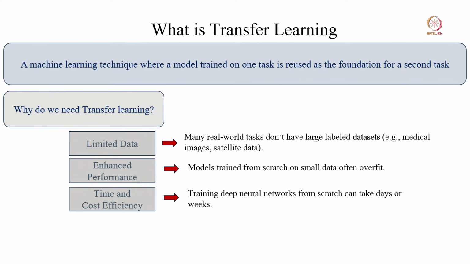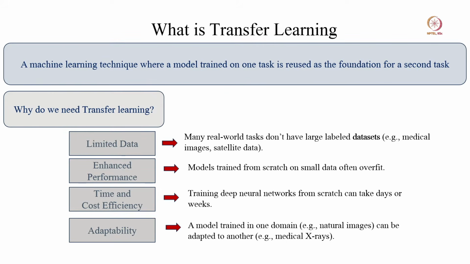Time and cost efficiency. Training a deep neural network from scratch can take days or weeks. If we use transfer learning, that time and cost is reduced. Adaptability. A model trained in one domain like natural images can be adapted to another like medical x-rays. So, we can use a model which is already trained on natural images, like the ImageNet dataset, and adapt it for medical x-ray images as well.